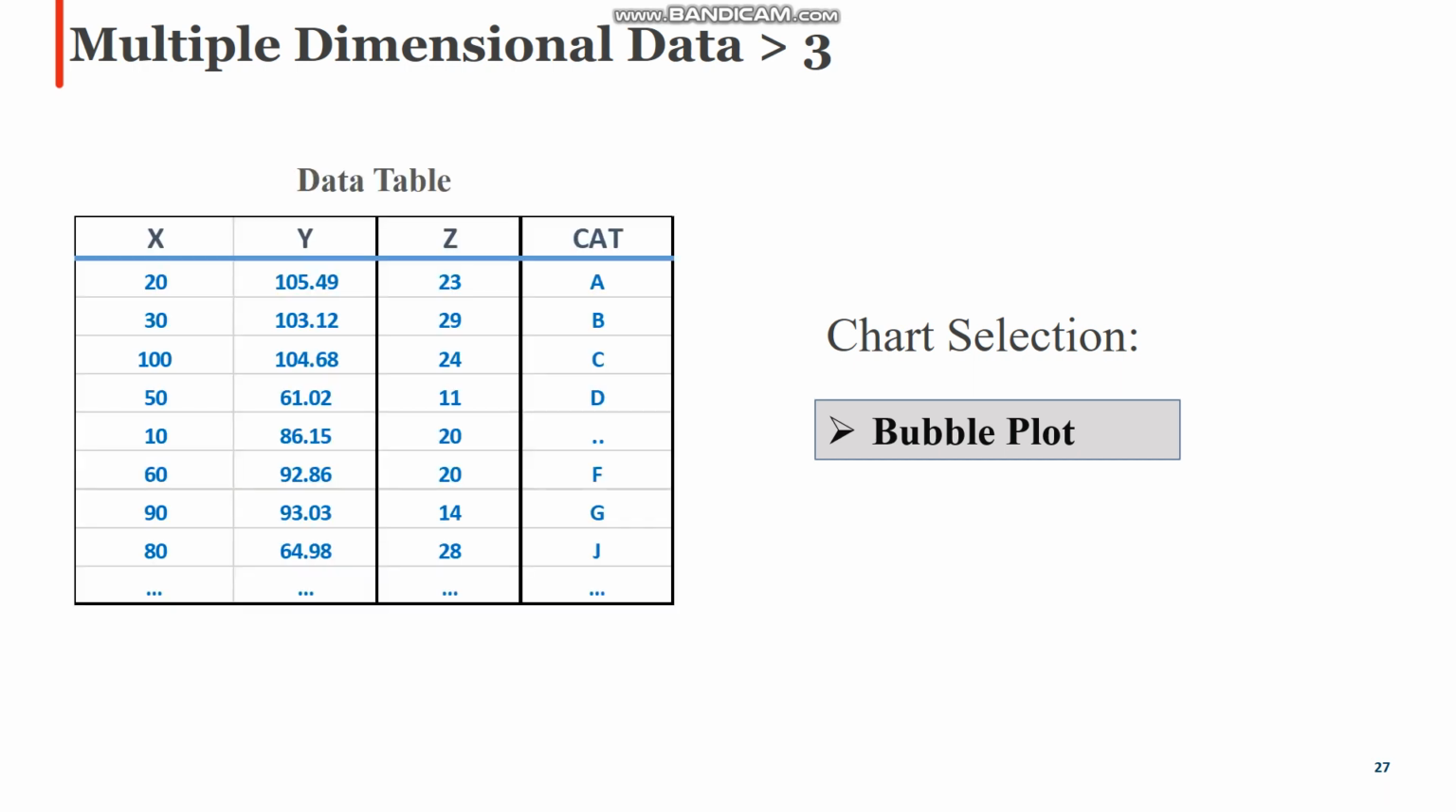The last case we want to discuss here is the bubble plot. That is what Professor Hans Rosling did. Let's see how it works. Suppose you have been given a data table like this. You have multiple quantitative variables and qualitative variables.